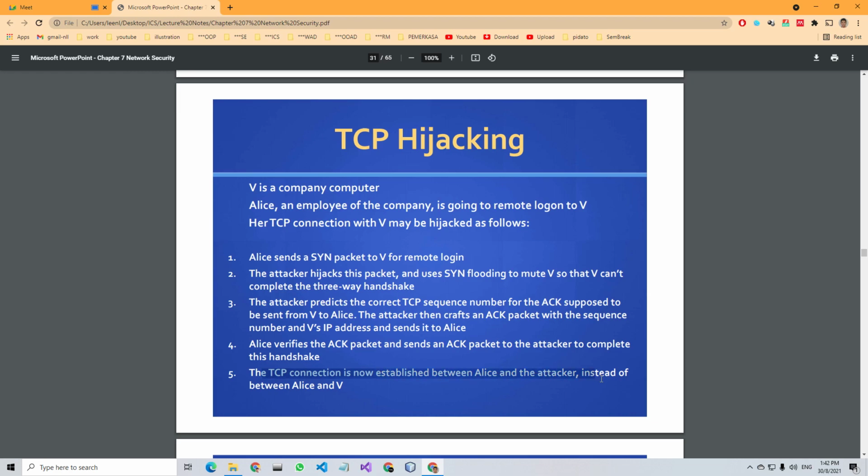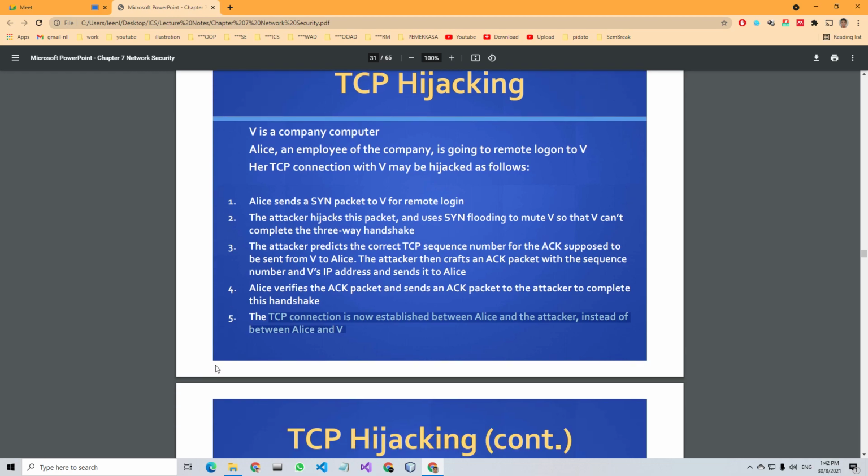Let me repeat. Say they have two participants. They will make one of them inaccessible using a denial of service attack. After that, they will connect themselves to the other victim using a spoofing technique. To stop TCP hijacking, you can use the software listed there. The case happened before in 1994. If you have time, go through this case.